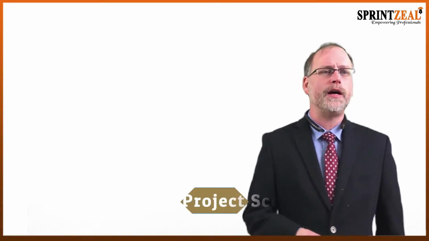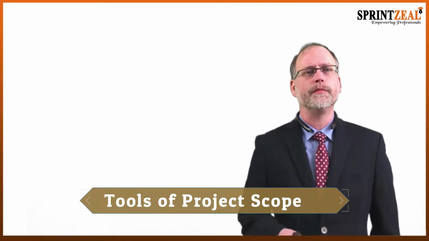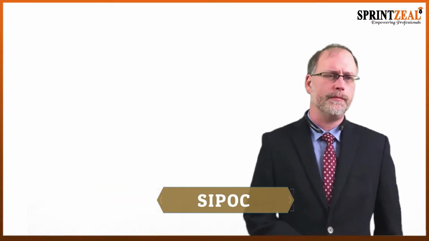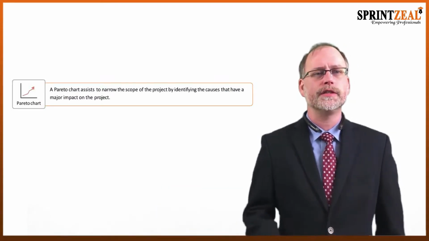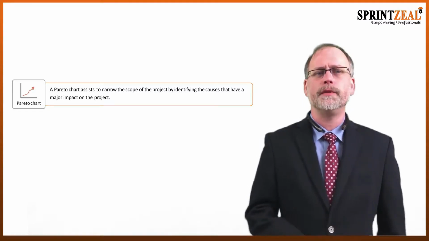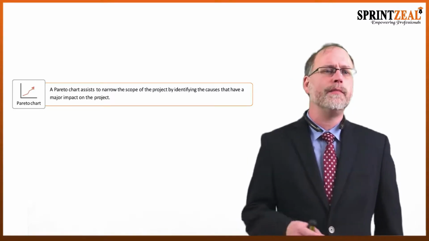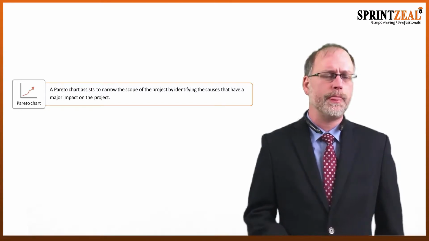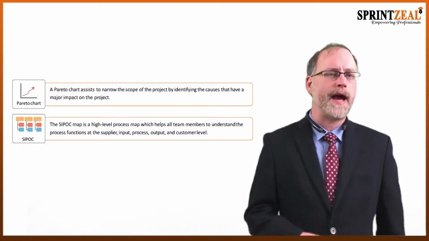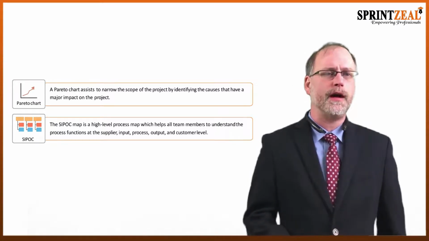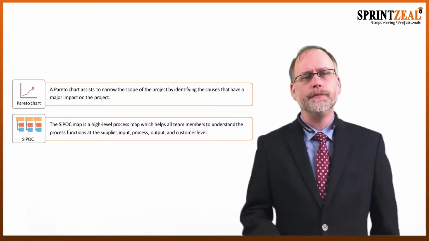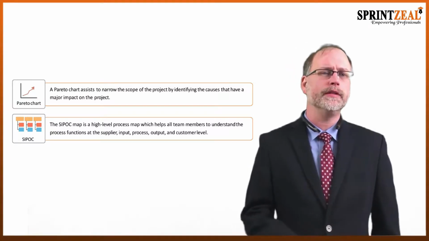So a couple of tools that we use to really help define project scope, that is interpreted from the problem statement and the project charter, would be the Pareto Chart and the SIPOC. Now a Pareto chart just really helps us to narrow the scope, especially during the project, by identifying the causes that have a major impact on the project. What a SIPOC is, is a high-level process map that helps all team members to understand the process function at the supplier, input, process, output, and customer level.